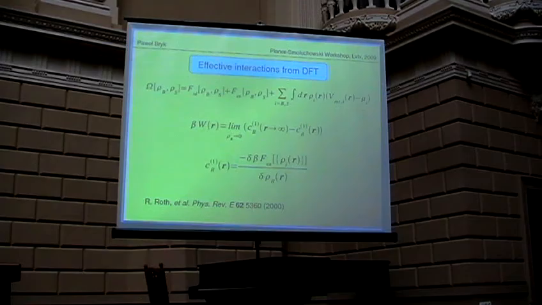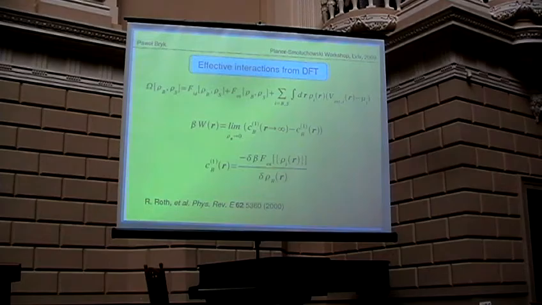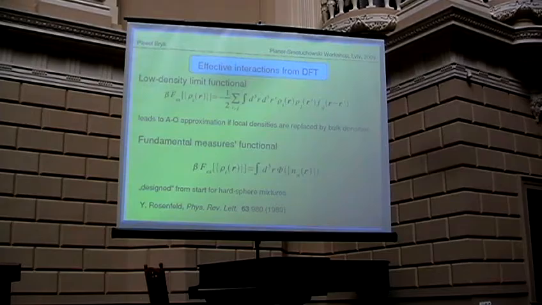Now, if we employ classical density functional theory, then this effective interaction can be described as a difference between the one-particle direct correlation functions in the bulk and at point r from the fixed object. This difference has to be calculated at vanishing density of the big spheres. Within density functional theory, this one-body direct correlation function is related to the first functional derivative of the excess free energy.